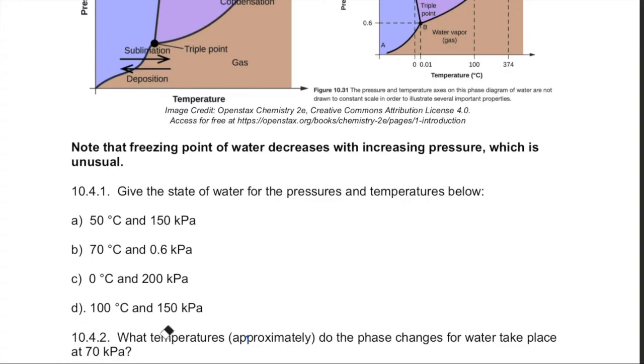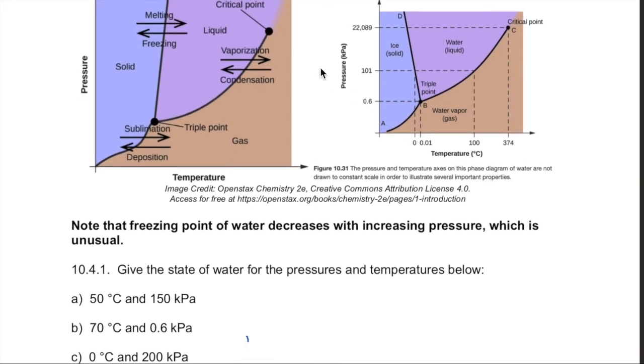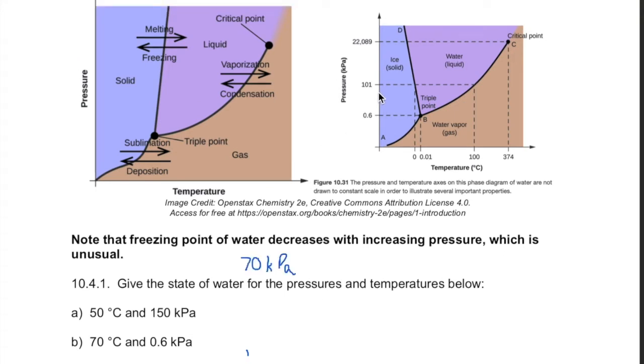All right, this next question, we want to know what temperatures the phase changes take place if you are at a pressure of 70 kilopascals. So let's go ahead and write down that pressure and just scroll down a little bit. So at 70 kilopascals, we'll say that it's a little bit lower than 101. So this melting point is going to be really close to 0. It's between 0 and 0.01, so we'll just say that it's at 0 degrees Celsius for the melting point.